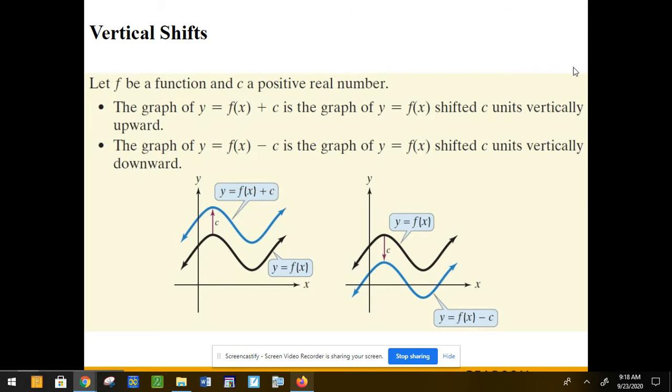Next thing we're going to talk about are vertical shifts. So whatever the generic function is that we just talked about, whichever one of those that we apply this to, if you add something outside the function, so if we're talking about an absolute value function, we're talking about adding a number outside the absolute value bars. If you add a number, it goes up. If you subtract a number, it goes down. And it's that basic.